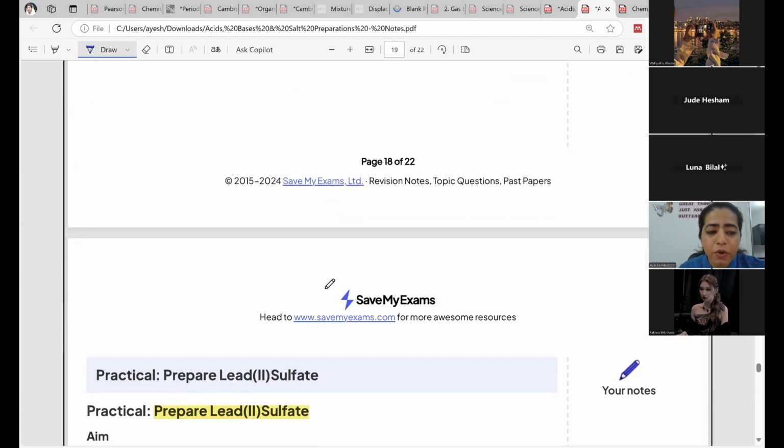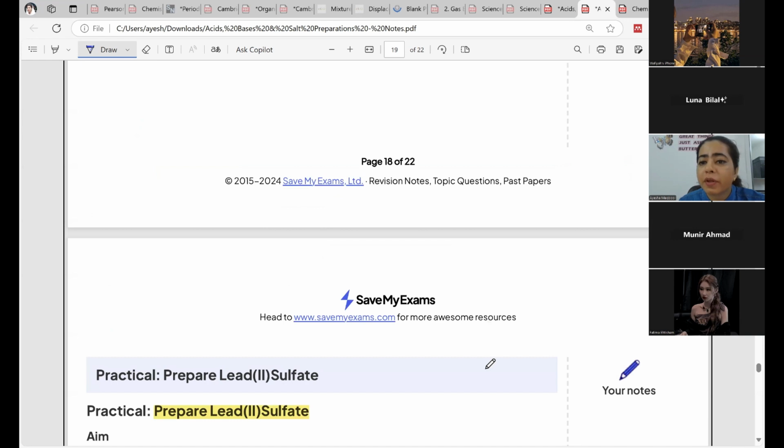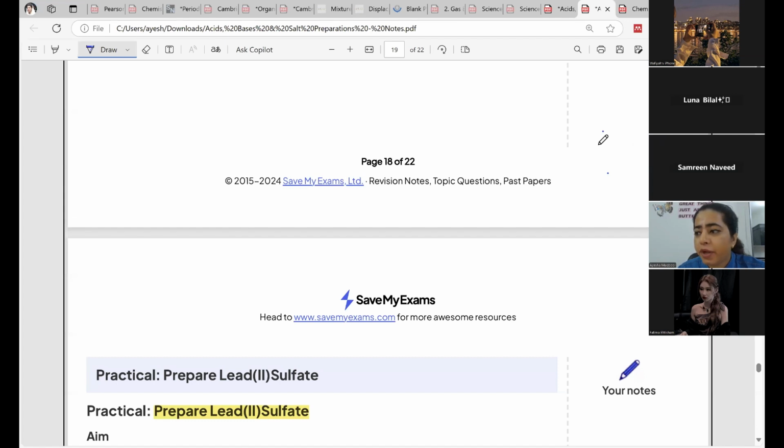We have another salt to prepare. Raise your hand if you can tell me what the reactants should be. We want to prepare lead sulfate. Raise your hand only, and then I will ask you what reactants we can use to make lead sulfate. First of all, is it going to be a soluble salt or an insoluble salt, and what can the reactants be?